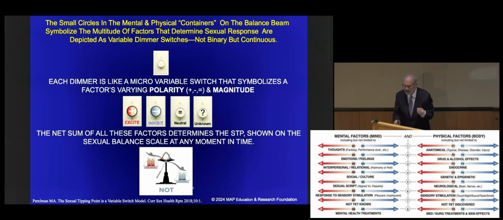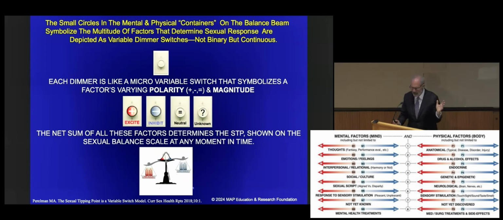The multitude of factors that determine sexual responses are depicted as variable dimmer switches, as they're not binary on and off switches, but continuous, reflecting their endless variability. Each dimmer is like a microvariable switch that symbolizes a factor's varying polarity. Some are positive, some are negative, some are sort of neutral, and some are still unknown, and yet they have to be part of the picture. Magnitude is shown by the size of the dimmer, if you will, of the slider. The color shows the polarity.